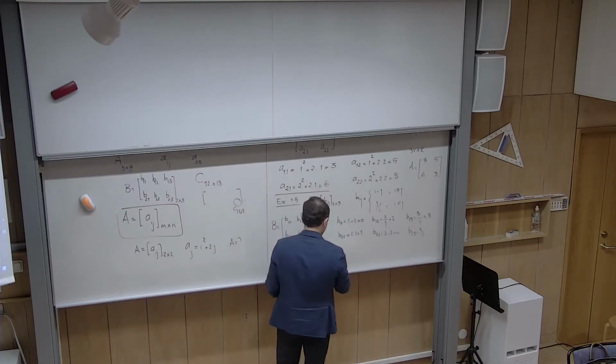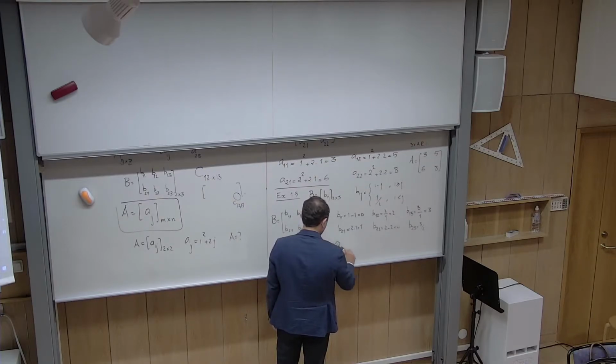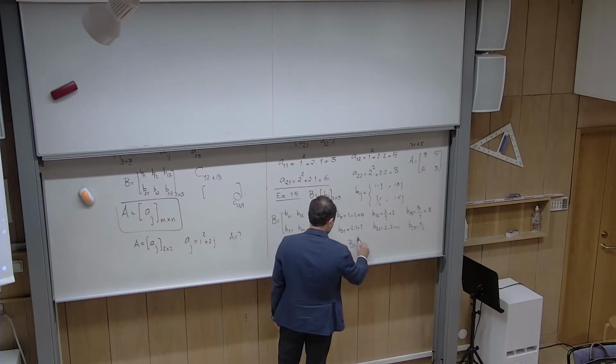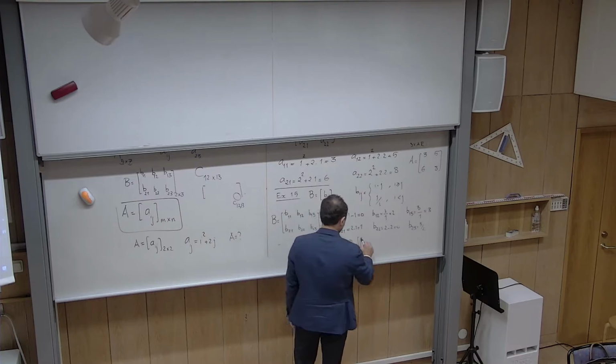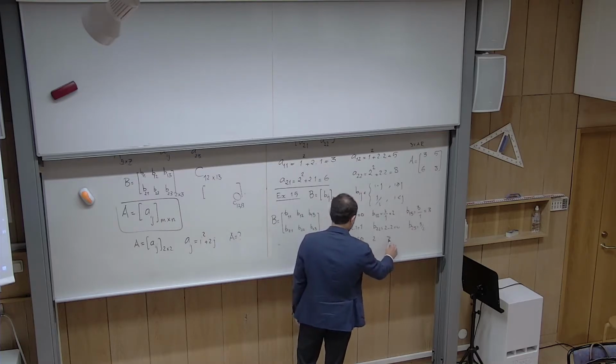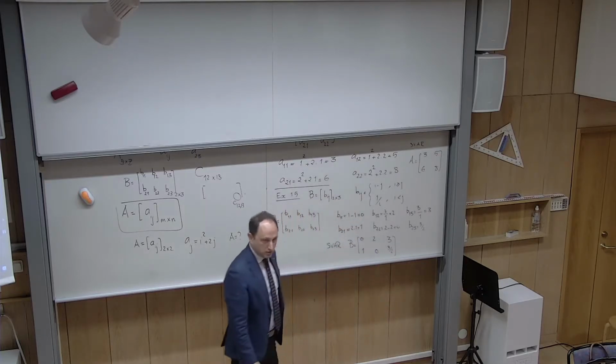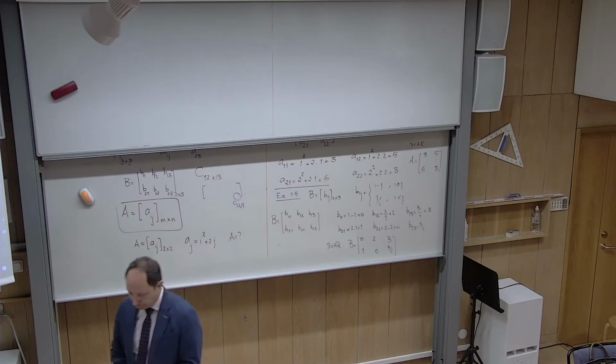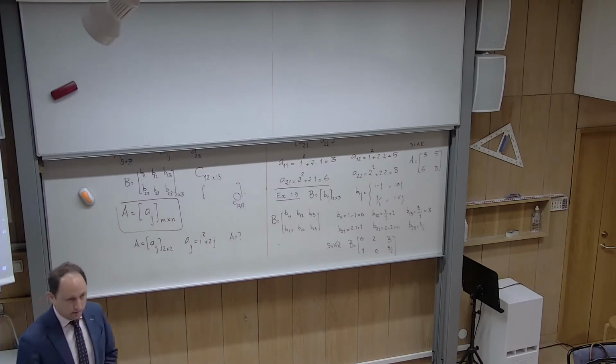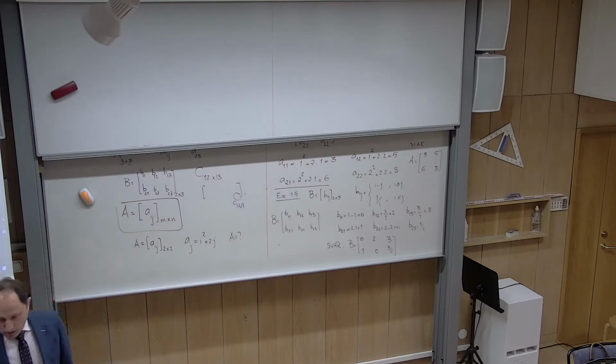So then, of course, if you want to write the answer, B is equal to 0, 2, 3, 1, 0, 3 over 2. Yes, that is the answer to this problem. Okay, any questions? Okay, let us go to the next problem.